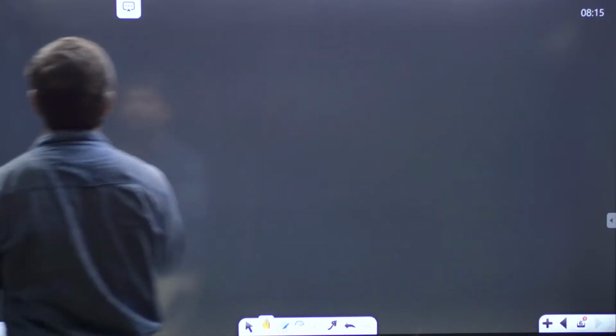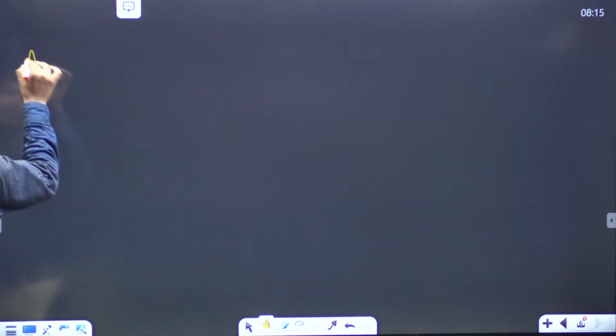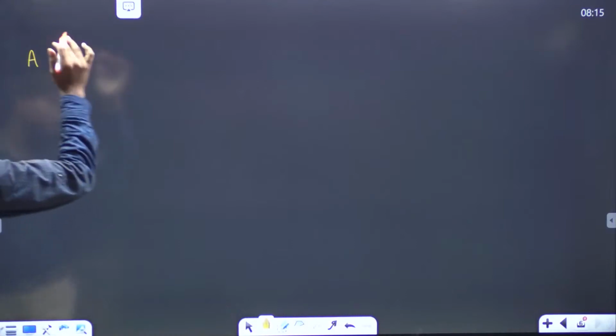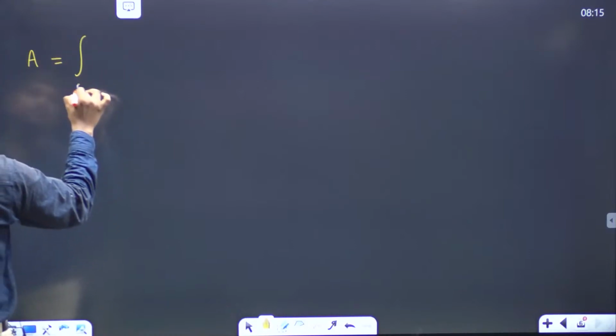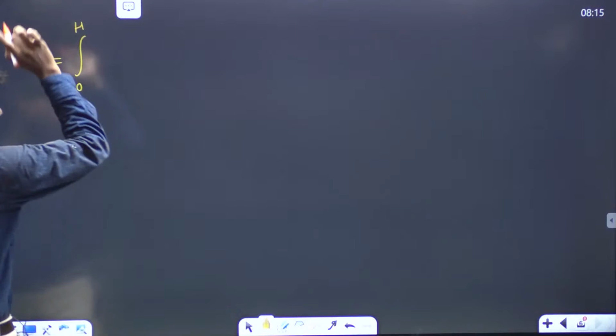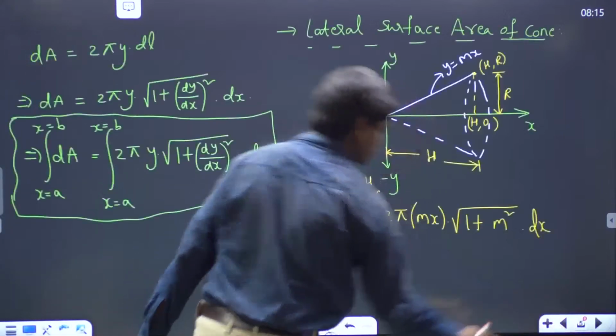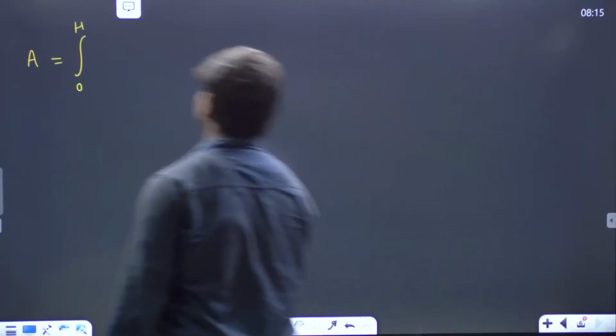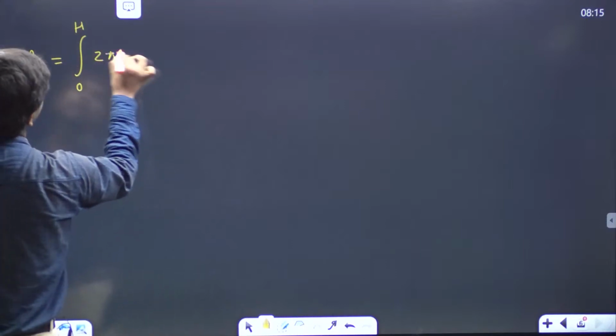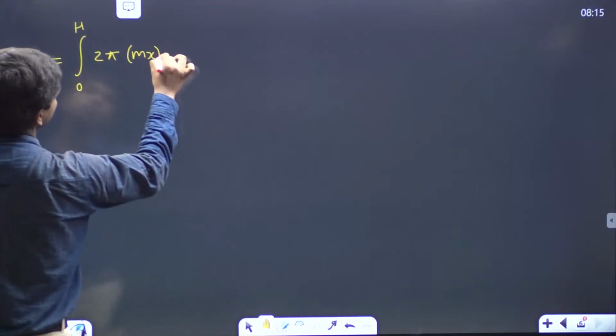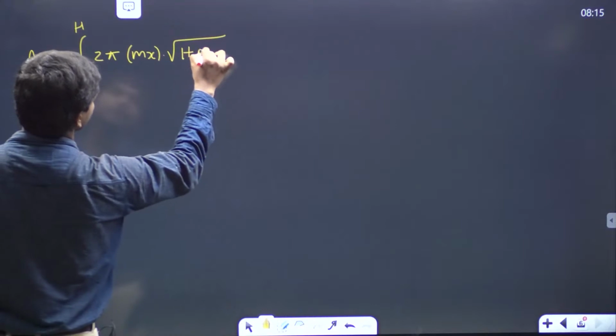So see here, if you work out that integration, A is equal to, basically applying the integration, integral 0 to h, 2 pi mx into the square root of 1 plus m square dx.